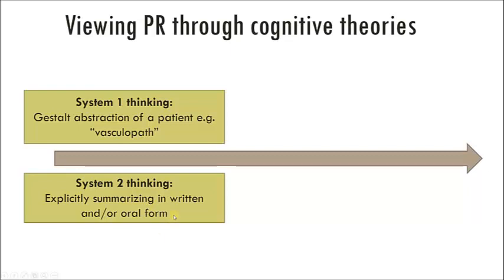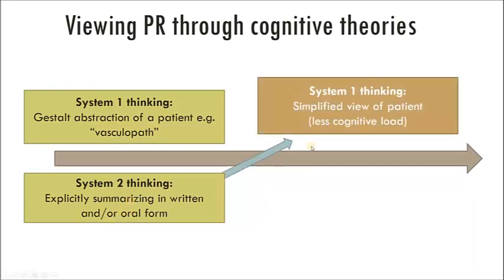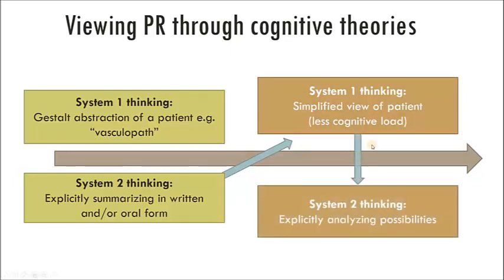We also can use System 2 as we think about problem representation, and that's explicitly summarizing a patient in written or oral format. We are deliberately analyzing the case and picking out the key elements that we're going to put into a summary statement. But once we do that, we've moved from System 2 to System 1. Right now we have a simplified view of the patient that has less cognitive load, and now we can start to explore our diagnostic possibilities through that more simplified version of the case.